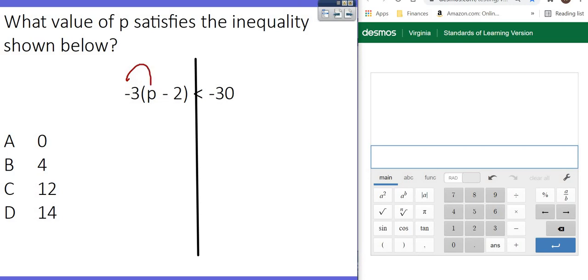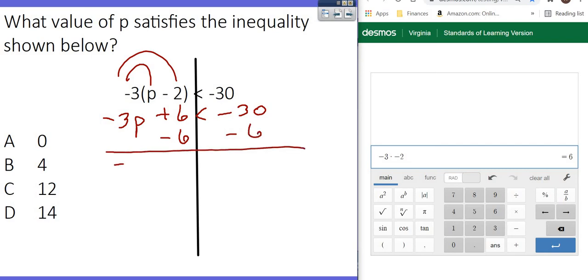So we are going to use a distribution. So -3 times P is -3P. And then we're going to multiply -3 times a -2, which is a +6, less than -30. So we're going to cover up that variable, that -3p. Got to get rid of the +6 by subtracting from each side.